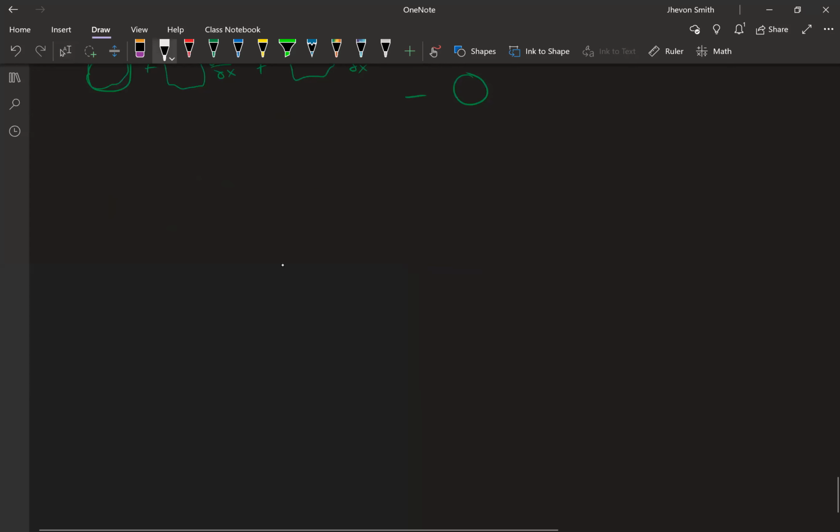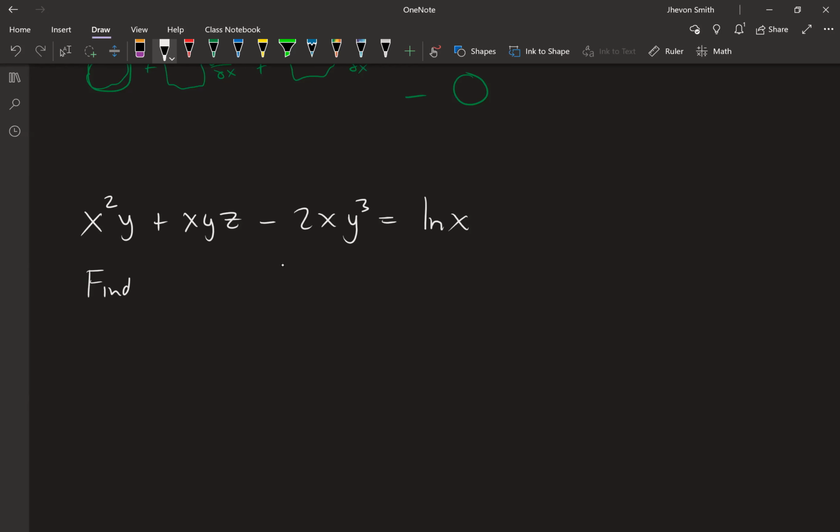So let me show you guys the trick, especially if it's a multiple choice. Let's say you have x squared y plus xyz minus 2xy cubed equals, I don't know, ln of x. And I can ask you to do the following. Find partial y with respect to x, find partial x with respect to z, find partial, I don't know, x with respect to y. I can ask you to find a bunch of things.